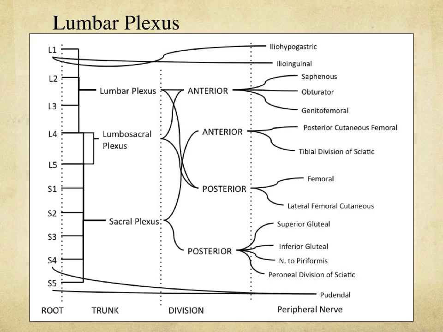Now notice, just like with the brachial plexus, we have nerves that are not going to be directly coming from the plexuses, but are involved with the nerve roots that become the plexus, such as the iliohypogastric, the ilioinguinal, and the pudendal nerves.